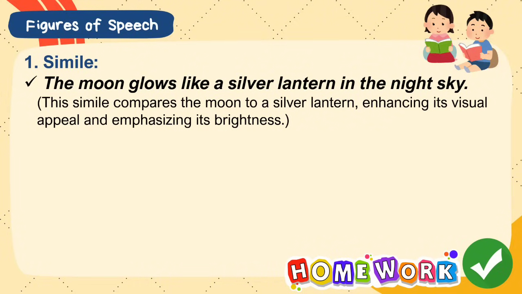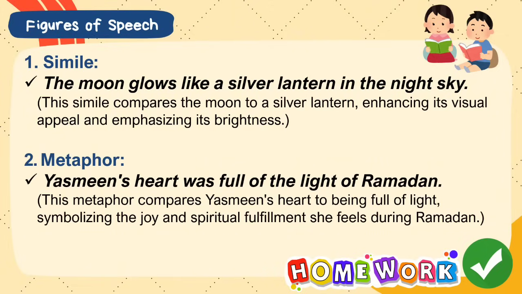Number 1. Simile. The moon glows like a silver lantern in the night sky. This simile compares the moon to a silver lantern, enhancing its visual appeal and emphasizing its brightness. Number 2 is metaphor. Yasmin's heart was full of the light of Ramadan. This metaphor compares Yasmin's heart to being full of light, symbolizing the joy and spiritual fulfillment she feels during Ramadan.